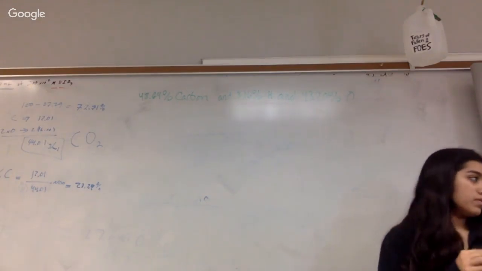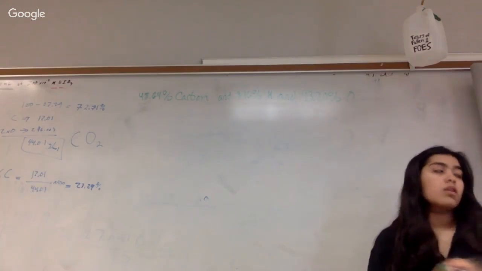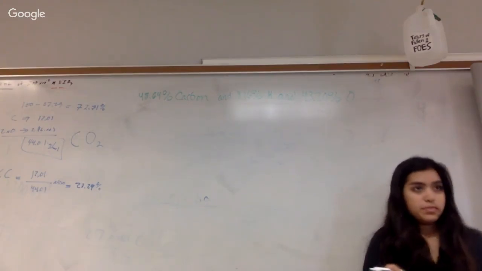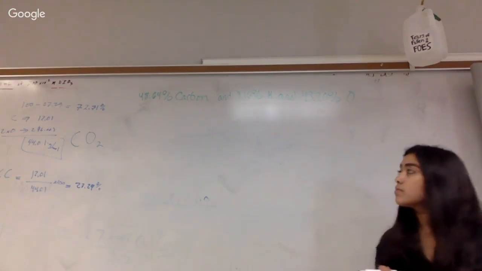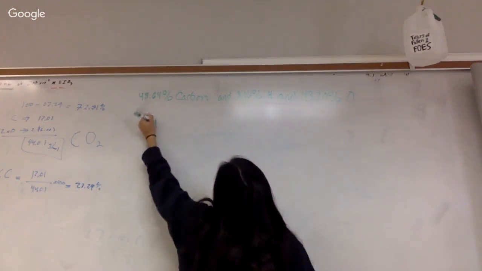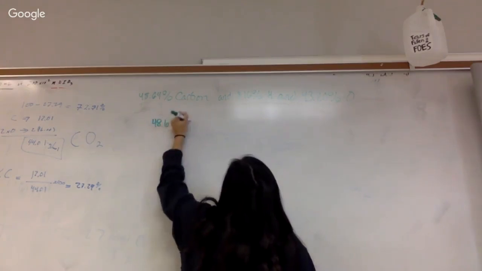So just like our previous problem, aren't they giving us the percentages of the elements that are involved? Yeah? What's our first step when they give us percentages? Pretend we have 100 and convert it to grams. So can you write all 3 of those as grams and make a little table for them, please?